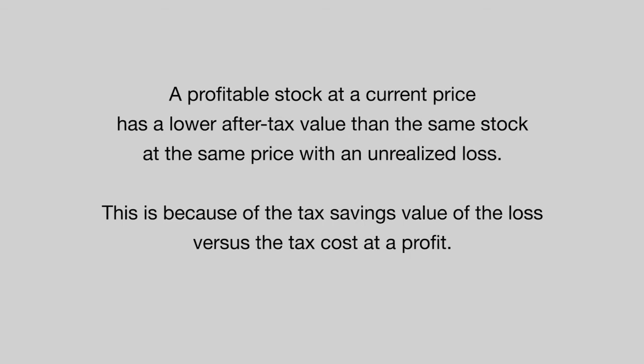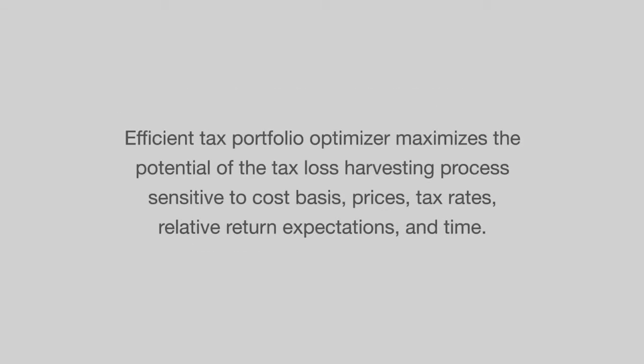In the end, the highest value to be achieved from a tax loss harvesting process would be the combination of selling a losing position that is the most overvalued and then selling a profitable position that is also the most overvalued, whereby both sets of market proceeds upon sale can be reinvested in better investments without any taxes being paid. Efficient Tax Portfolio Optimizer maximizes that opportunity across entire portfolios.